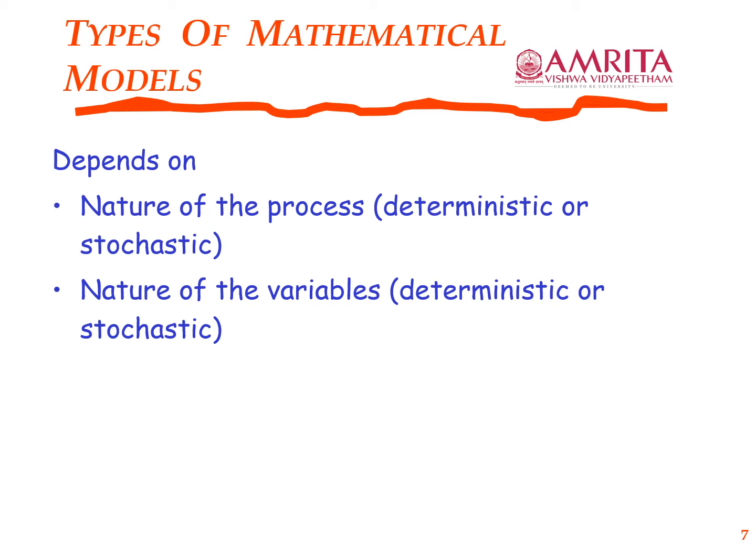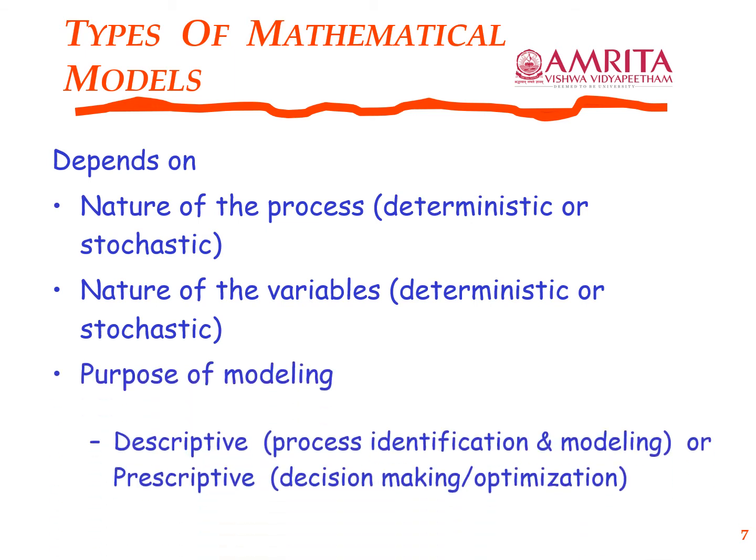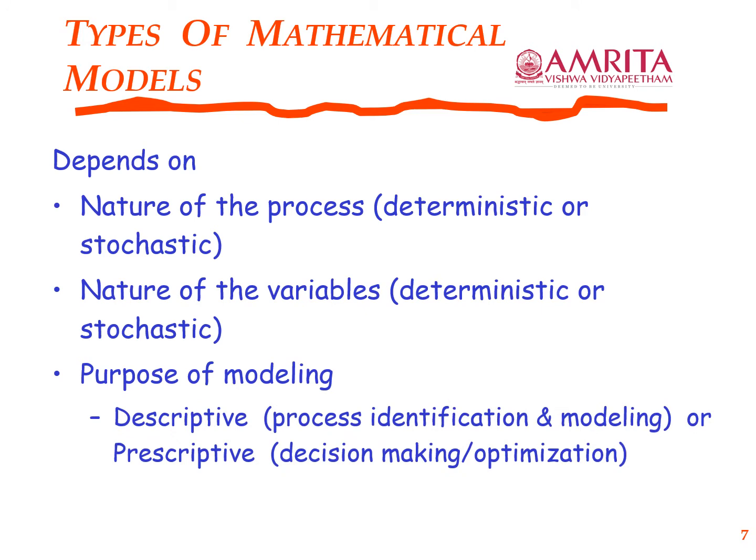So there is the nature of the process, the nature of the variable, and depending on the purpose of the modeling, you can either have a descriptive model or a prescriptive model. A descriptive model is one of process identification. We will try and take up one example of a process identification model at some point in this course. But a prescriptive model is what we typically come up with, where you can predict. Prescriptive models have some sort of predictive power, and therefore you can use those models to make decisions and to optimize. On the other hand, a descriptive model is developed to identify the nature of the process.